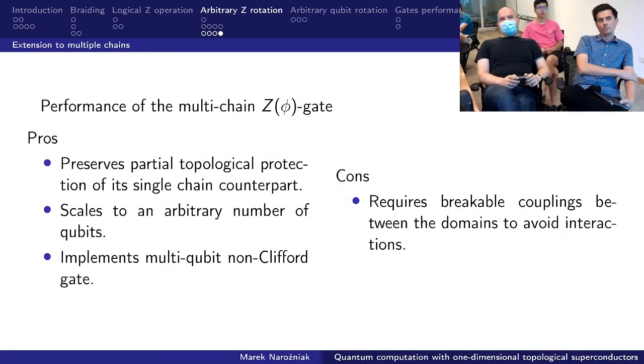So the advantage is it preserves partial topological protection of the single chain counterpart. It scales to any number of qubits. You can put as many, as long as you have the patience of moving them one by one, but there's no theoretical limit on the order of this gate. It implements a multi-qubit non-Clifford gate. The disadvantage is the breakable couplings, which require more control over how the chain behaves, but we still manage to not have all the couplings controllable, but only every m sites, where m is the length of the domain.